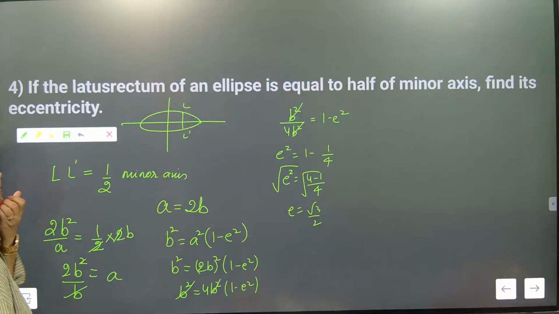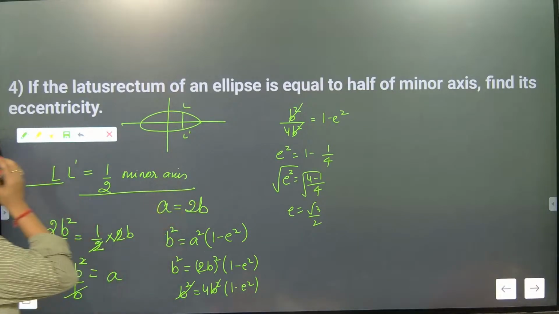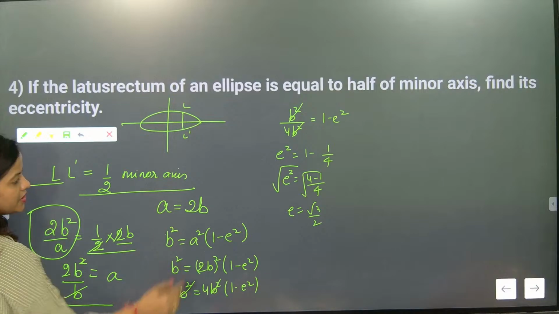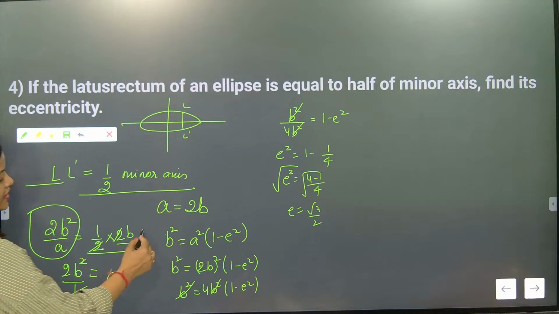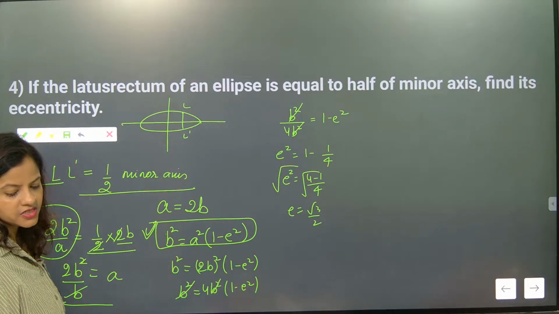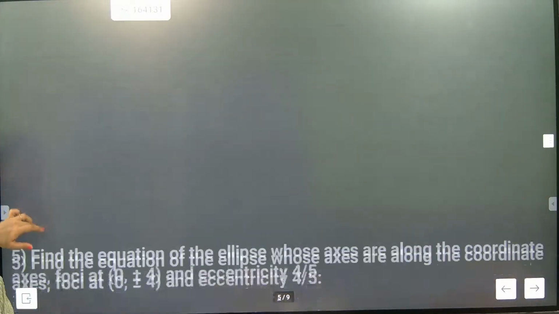So for the eccentricity part, nothing else we did. The length of the latus rectum is equal to half of the minor axis. So the length of the latus rectum formula is this one, half of the minor axis. The minor axis is taken as 2b. So solving this, a is coming as 2b. I'm writing this section because this is what is going to create the e value. Eccentricity is coming as root 3 by 2. So this is one question.